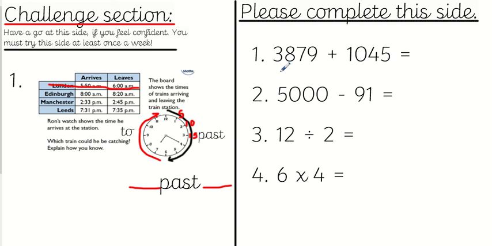Okay, so now I'm going to move on to the answers for this side. So let's see how you did. And here we go. Here are the answers to the right hand side. So pause the video now and make sure that you've corrected any mistakes. If you've made any mistakes, don't worry, it's now your chance to have another go.